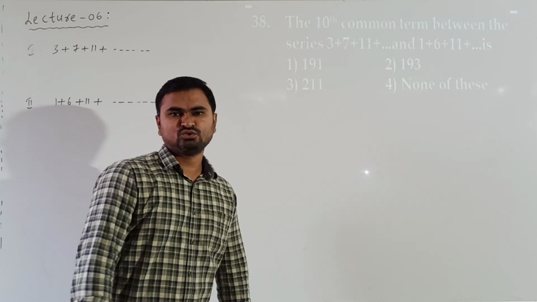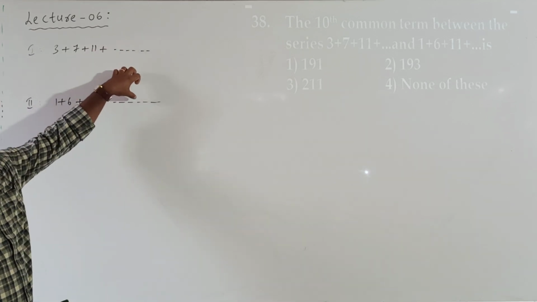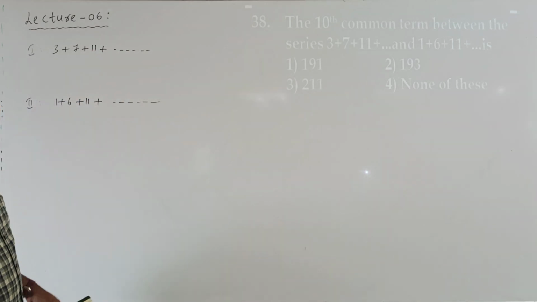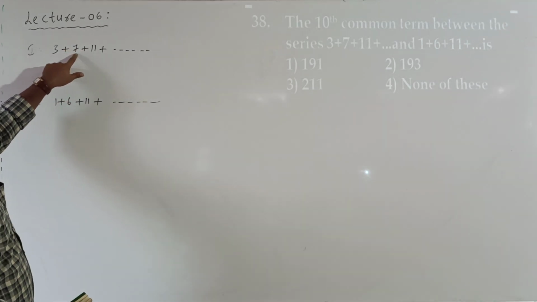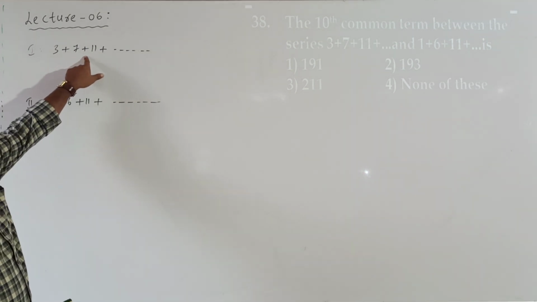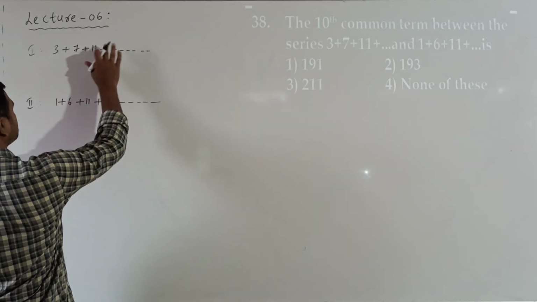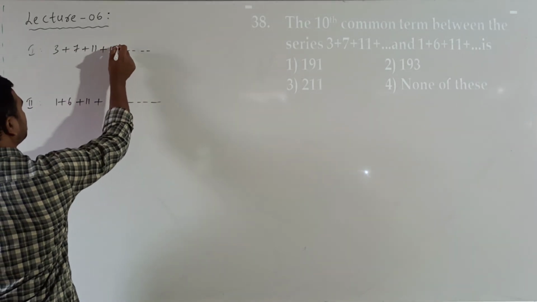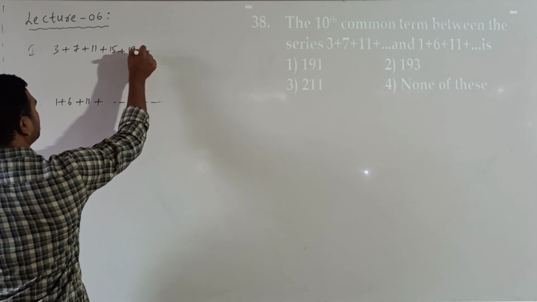Now observing these two series, is it forming a standard progression? Observe the terms and see whether they are forming a standard progression or not. Here the difference is 4. Here also difference is 4. Now difference is same means it is forming AP. So what will be the next term? Difference is 4 means we can enter 15. Next we can enter 19 and so on.